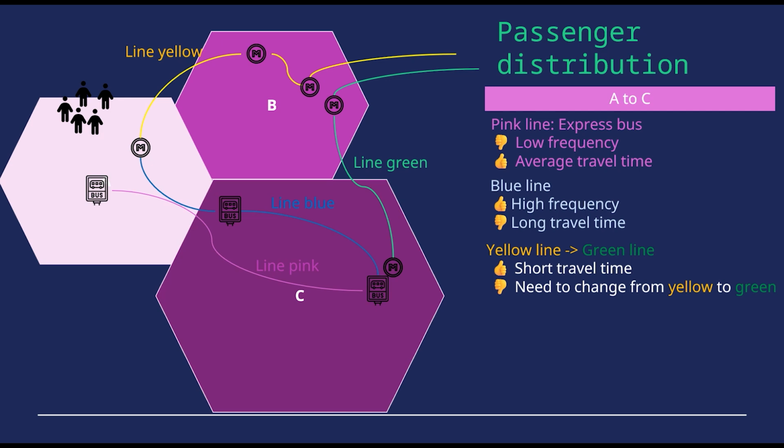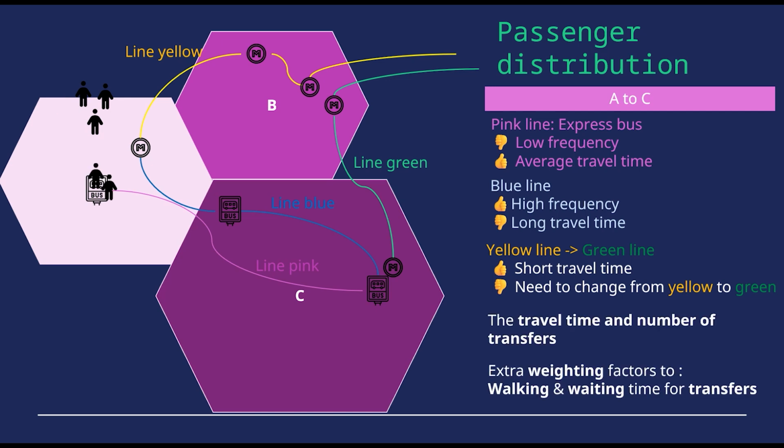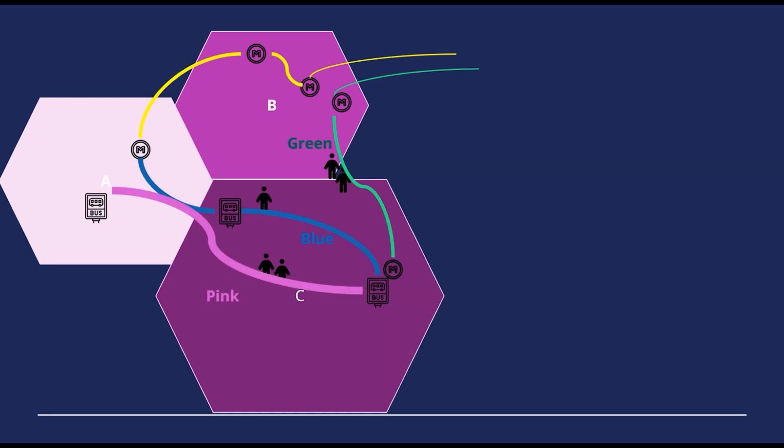So, how do we calculate and distribute the passengers across the services? We consider factors like travel time, frequency, and the number of transfers. Transfers are especially important because they introduce walking and waiting times, which are inconvenient for the passengers.